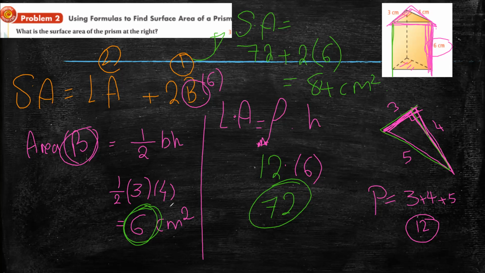Is it clear? Yes. So to find the surface area of the shape, we need to find the area of the base and multiply it by 2. Then we need to find the lateral area. Then after adding them, we will find the surface area.